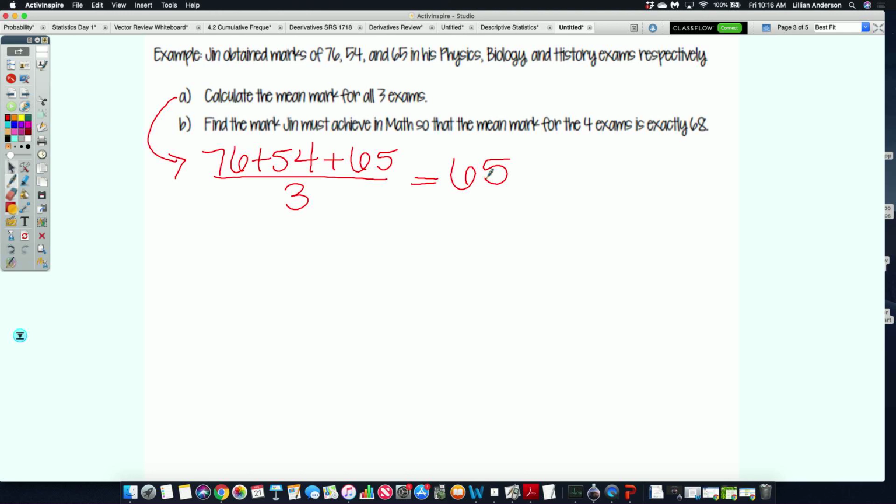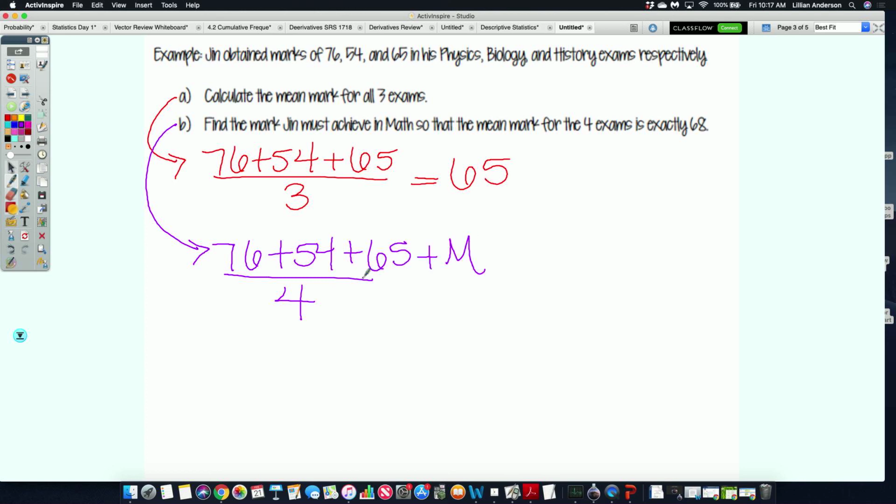Now it says find the mark Jen must achieve on the math exam so that the mean mark for all 4 exams is exactly 68. When you add in another data point, we're no longer dividing by 3, we're now dividing by 4. Do we know what that 4th test mark is? No, but we know that when we add it to the physics, biology, and history exams and divide by 4, it should equal 68. And this is how we'll find the math exam score.